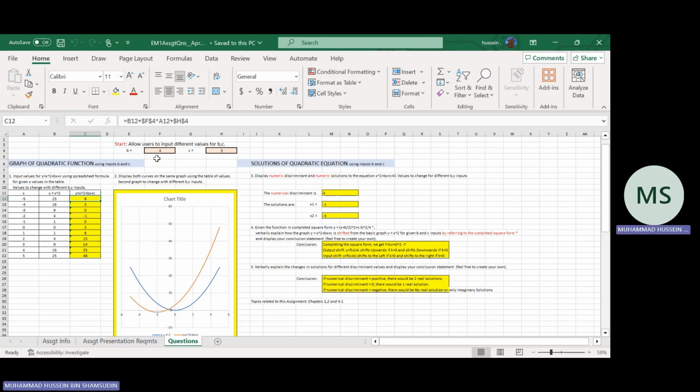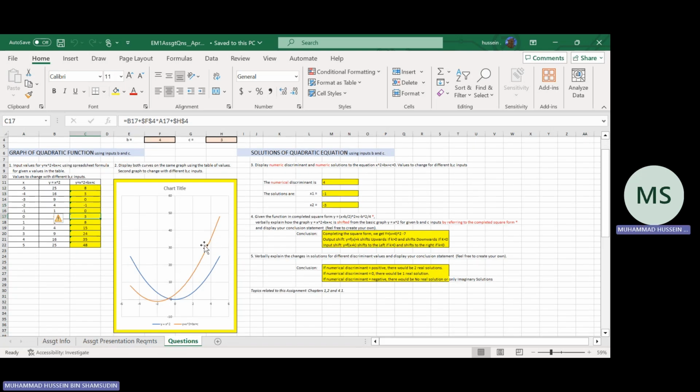In question 1, I input the values for y equals x squared plus bx plus c using the spreadsheet formula starting with an equal sign, B12 as x squared plus F4 which is b times A12 which is x plus H4 which is c. Do take note that b and c are absolute positions, which explains the dollar signs. And as I copy the formula down, the values of x and x squared move down as they are relative.